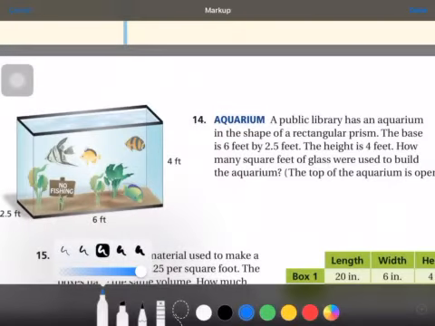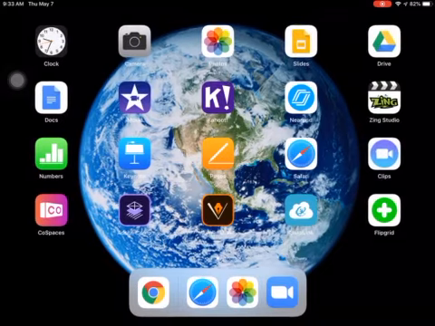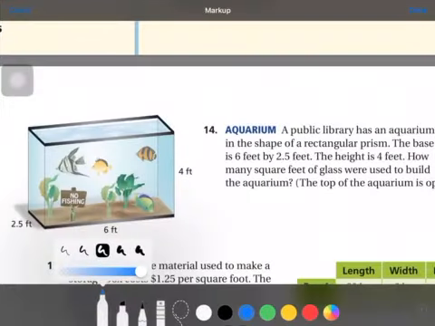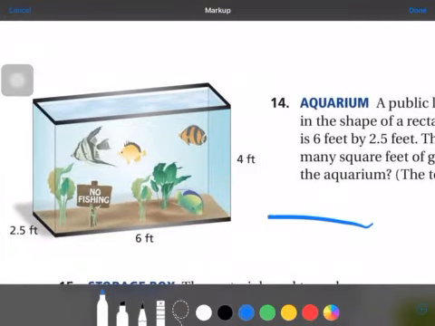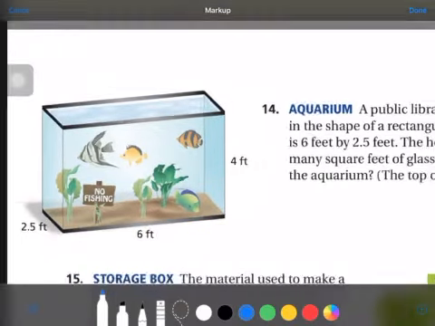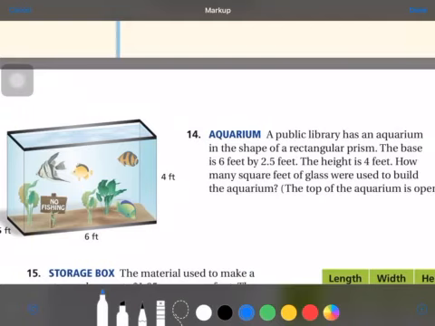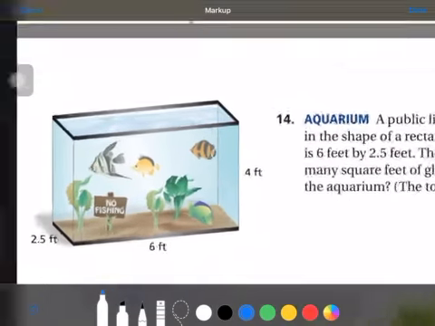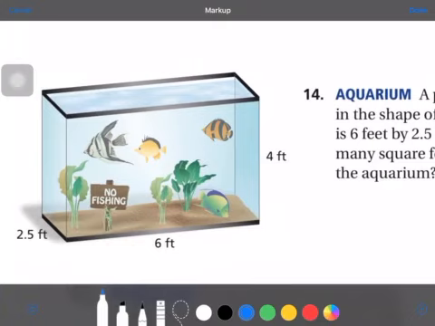So we're just going to continue to apply what we've been learning in a real world context. So here we've got an example of a fish tank, and we want to know how much glass is needed for the fish tank. So how many square feet of glass were used to build this aquarium.